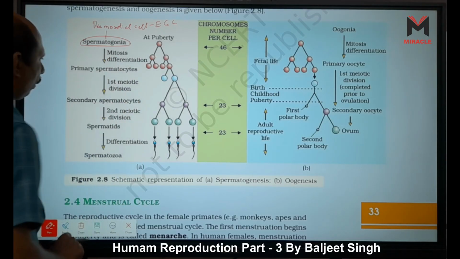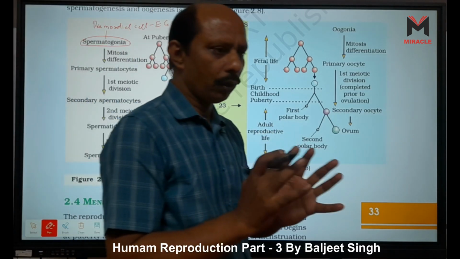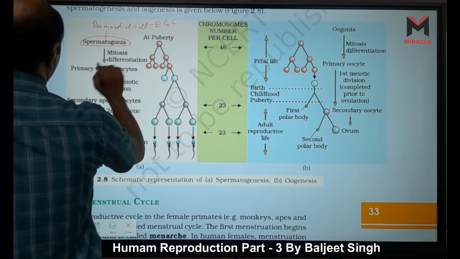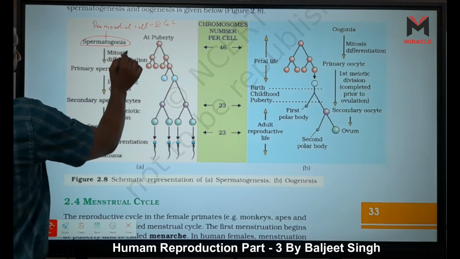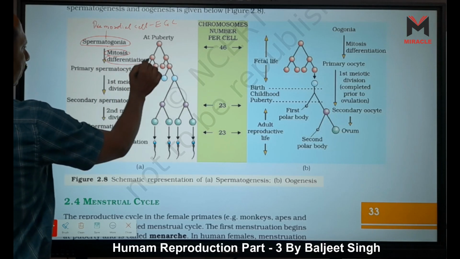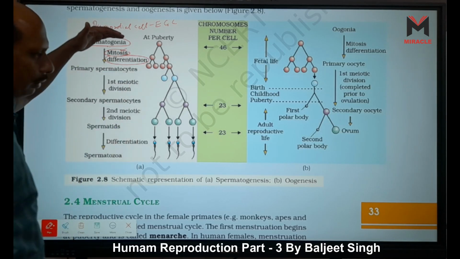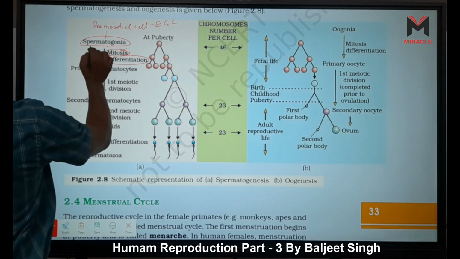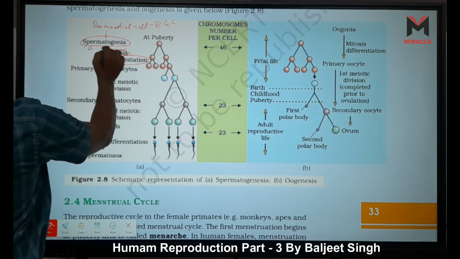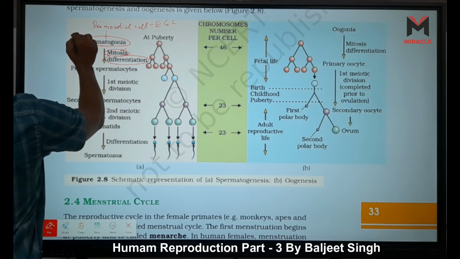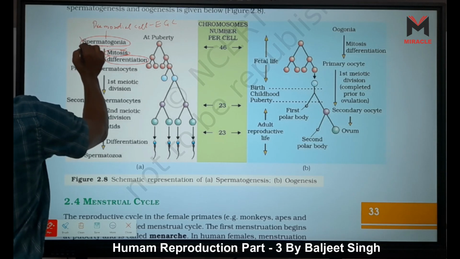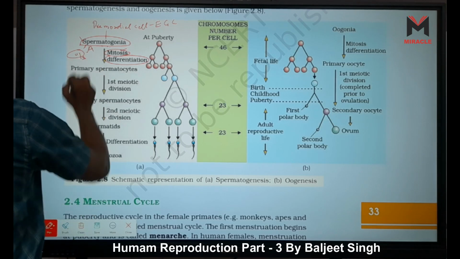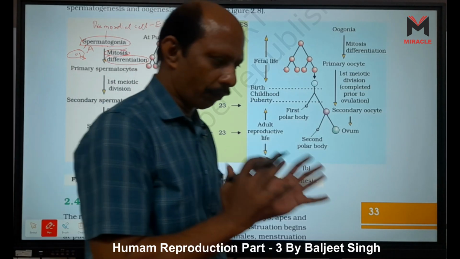This spermatogonia, after storing some food and after growth, right? Look here, what is given? Spermatogonia go through mitosis and differentiation. When it divides through mitosis, it forms two cells. One is called spermatogonia A, and another one is called spermatogonia B. Because two cells are formed, I already told you. Okay, then after this I will tell you.